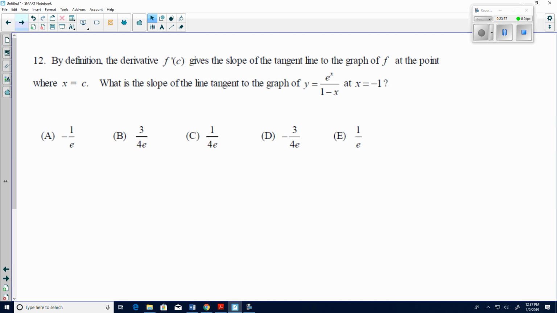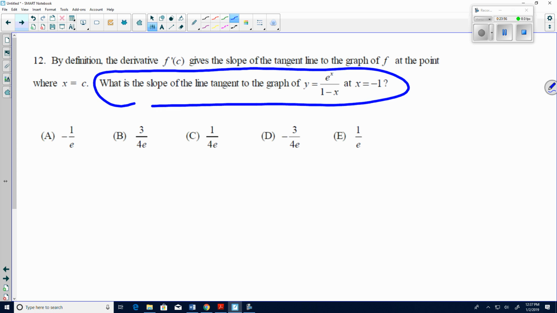Number 12. By definition, the derivative f prime of c gives the slope of the tangent line to the graph of f at the point where x is c. What's the slope of the tangent line? And again, I think when I saw this on the released exam, this was the question. They didn't tell you this previous part. You're supposed to know that. And I sort of threw it in just to help remind you how to do this type of problem.